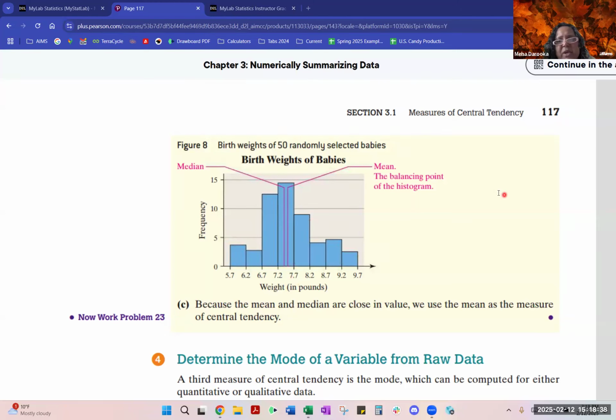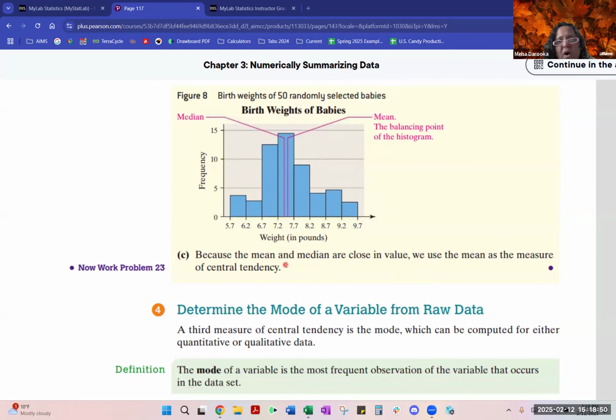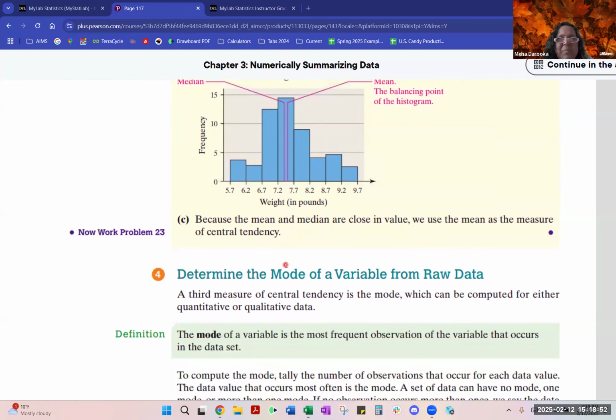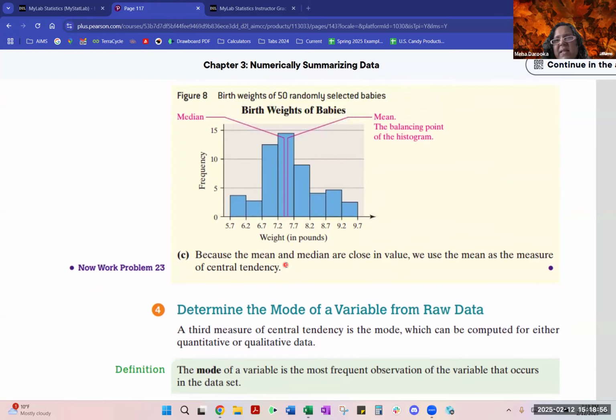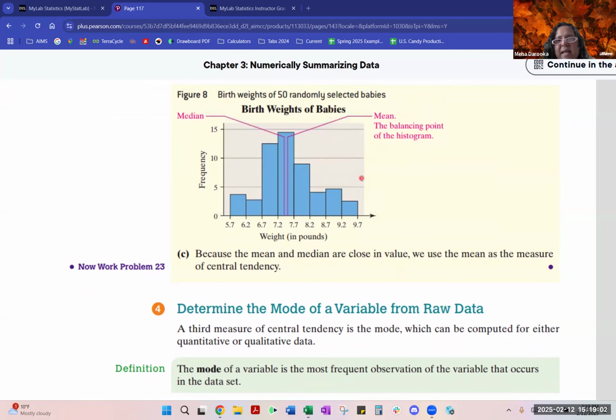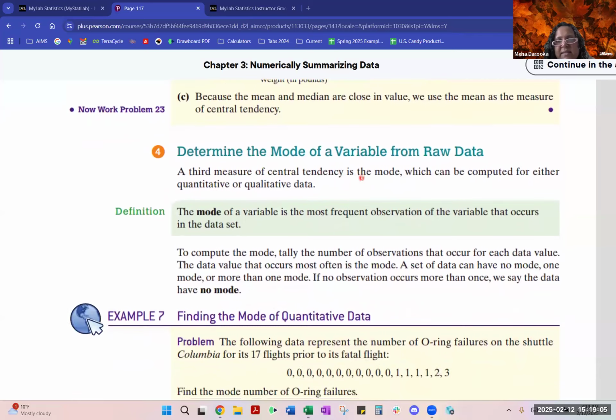So in this case, because both your mean and median values are close to each other, guys, we can actually say you can use the mean as the measure of central tendency over here, because again, those two values are not too far. So one is technically not better than the other. And so in that case, you can go ahead and use the mean, what they're calling the balancing point of your histogram. So we would go ahead and use that as our measure of central tendency.